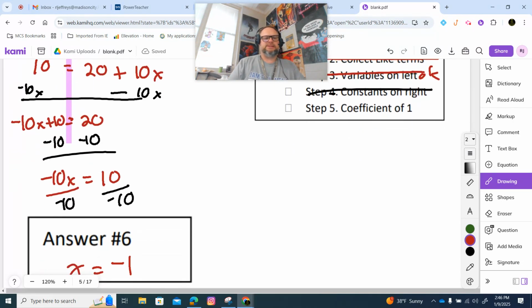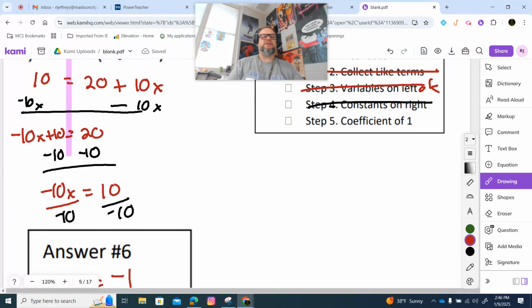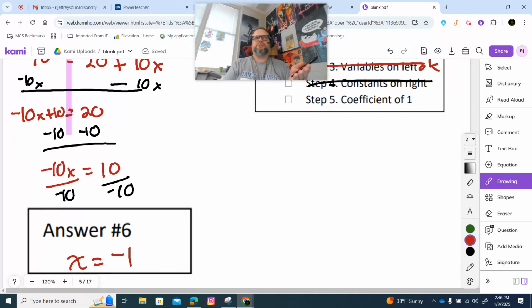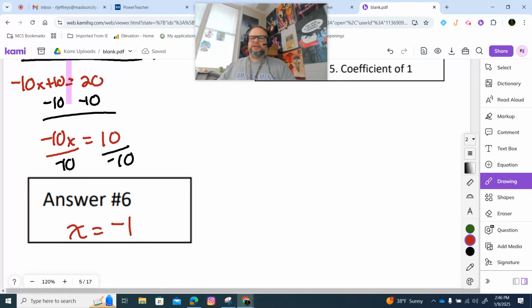Good one. Number six. Even if you didn't move the 10x, if you didn't subtract the 10x, we should still get the same answer. You probably ended up getting something that looked like this, which is still the right answer. Okay? If you are following the steps because you want to kind of appease me, that's fine. Okay?